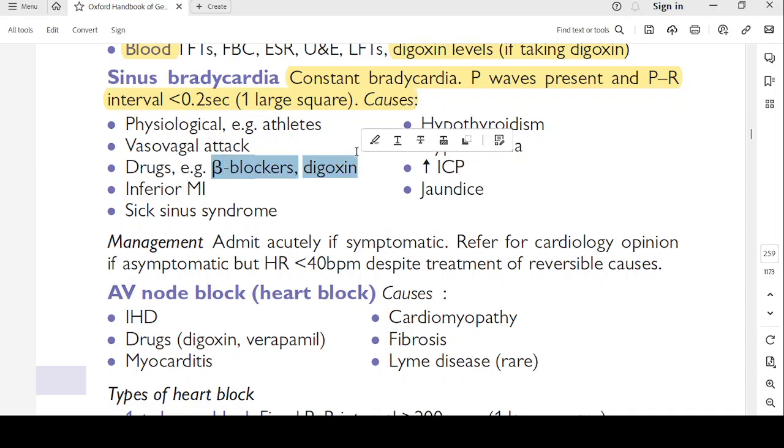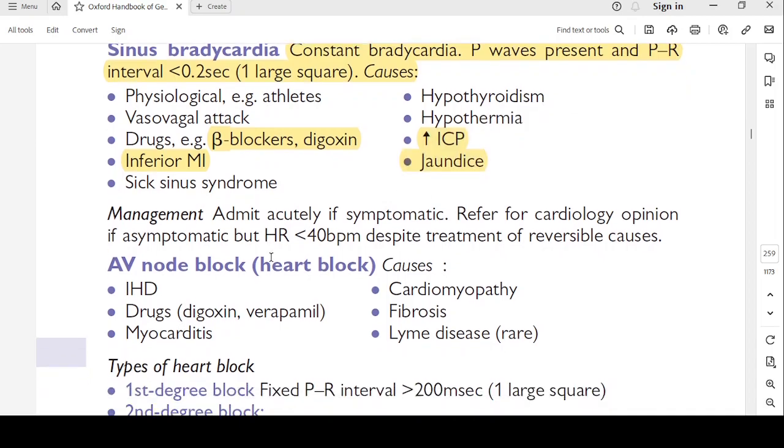If a person is taking beta blockers or digoxin, inferior MI, there will be bradycardia, sick sinus syndrome, hypothyroidism, hypothermia, increased ICP, and jaundice. Increased intracranial pressure and jaundice.